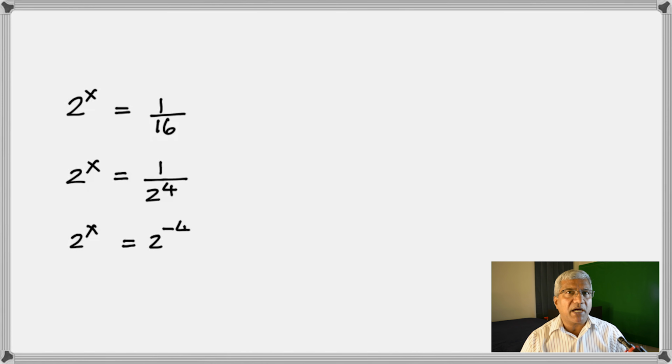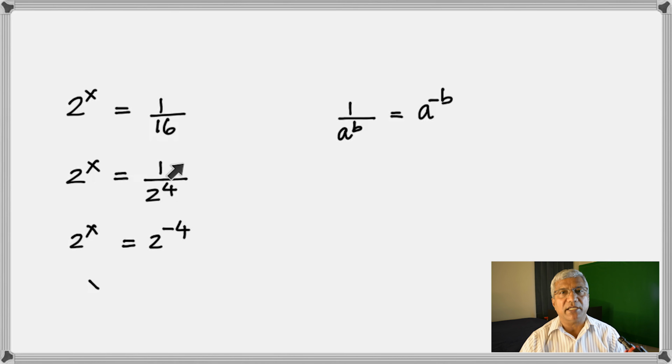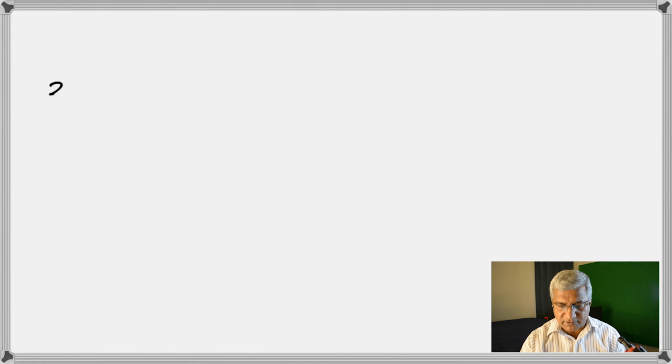That means 1 by a raised to b is nothing but a raised to minus b. So when you take this to the numerator, you just change the sign. All right, now the powers can be put equal to each other because the bases are the same. So x is negative 4. So this is what we used here: 1 by a raised to b is a raised to minus b. All right, let's go to the next.